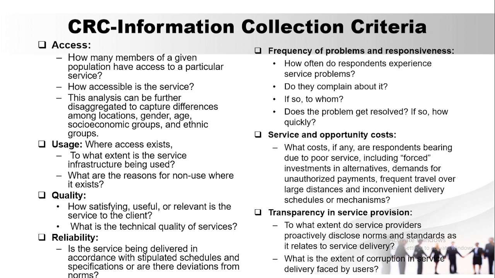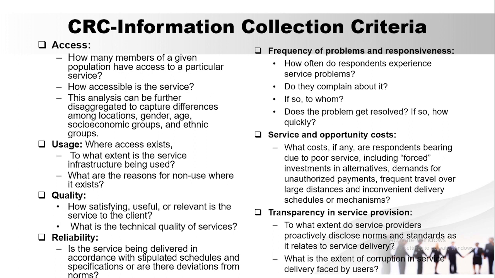The analysis can further be integrated to capture locations, gender, maybe how many people in the north have access to national water, how many women or men have access to water, what is the age group. These are the socio-demographic factors you can go into in deriving access to a service. How many ethnic groups have access to that service. Then you also have to determine usage, where access exists.